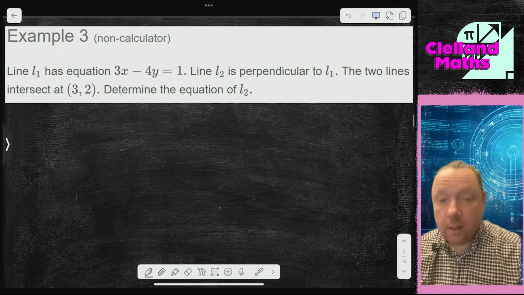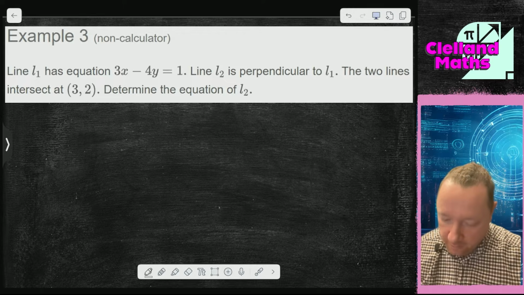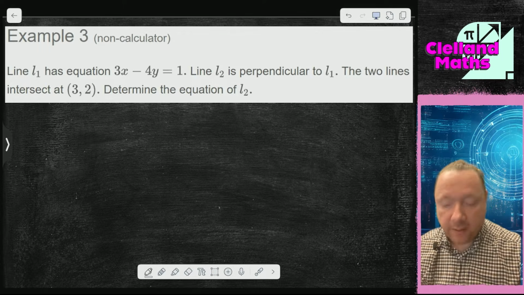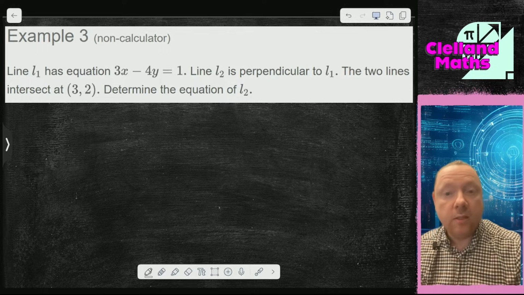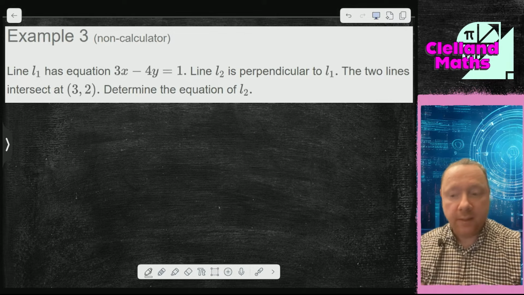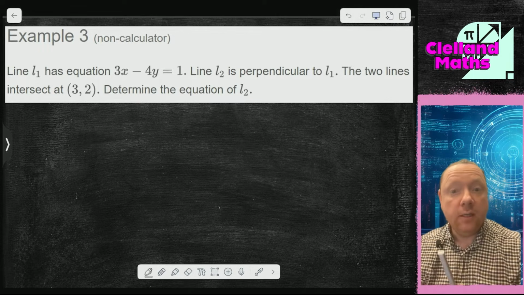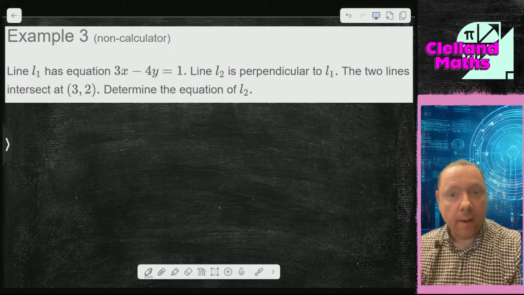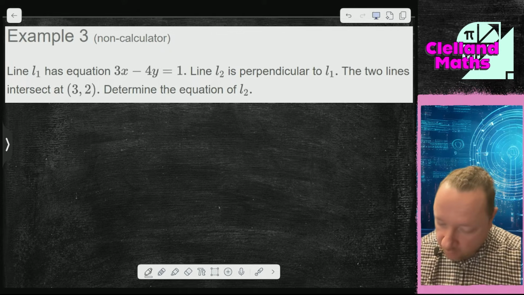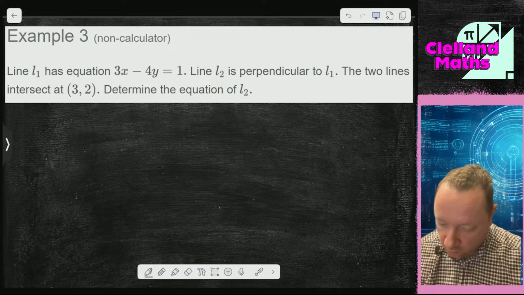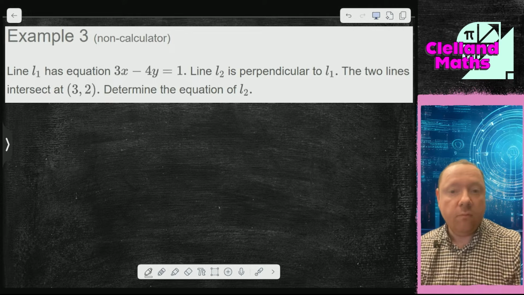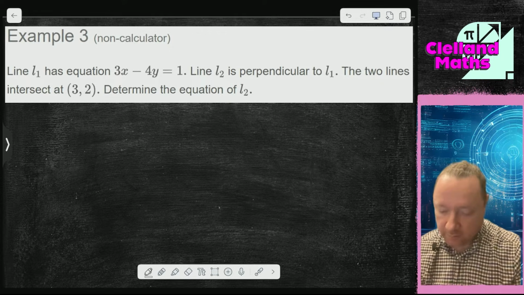And we're done there. Okay, example 3. The line L1 has equation 3x - 4y = 1. L2 is perpendicular, so we're going to use perpendicular gradients here: m1 times m2 equals -1. The two lines intersect at (3, 2). Find the equation. So we've got a point. Remember, for a straight line, we always need a point and a gradient.